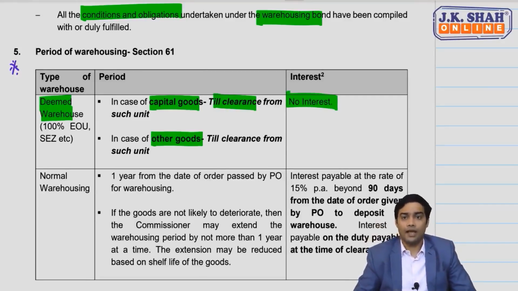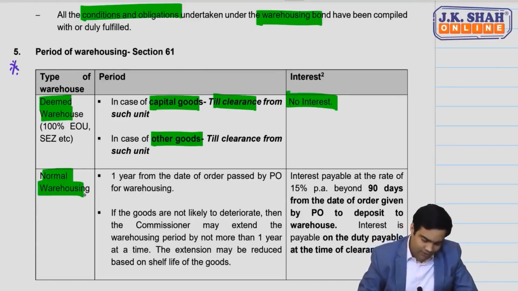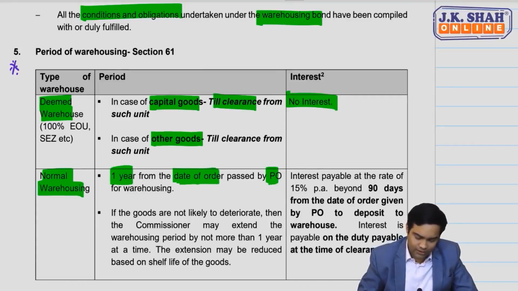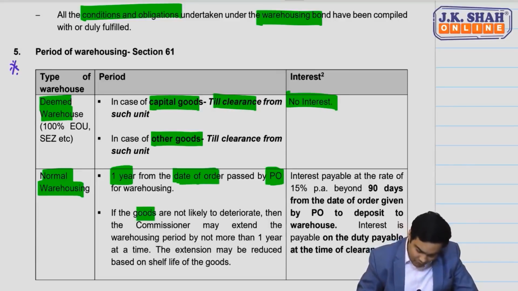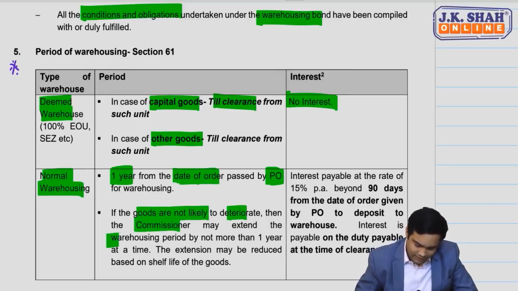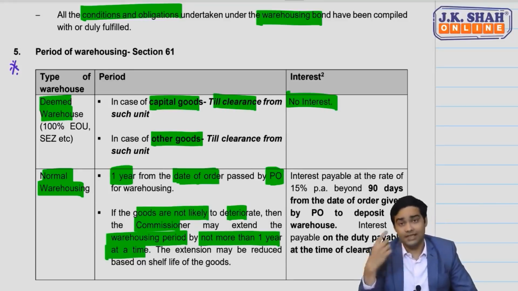Okay. But when it comes to normal warehousing, the time limit is 1 year from the date of order passed by PO for warehousing of goods. Plus, if the goods are not likely to deteriorate, then the commissioner may extend warehousing period by not more than 1 year at a time. That means he has power. He can extend it for not more than 1 year at a time. So it's not a restriction that 1 year plus 1 year. At a time, 1 year extension can be given.